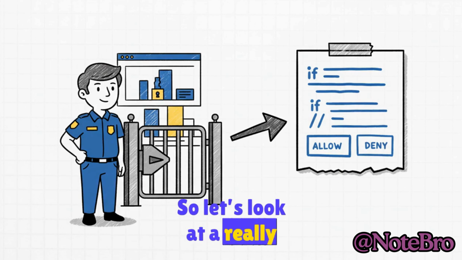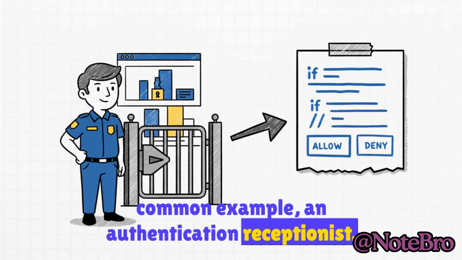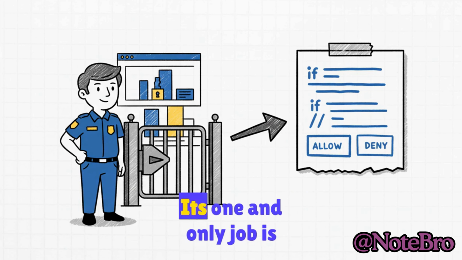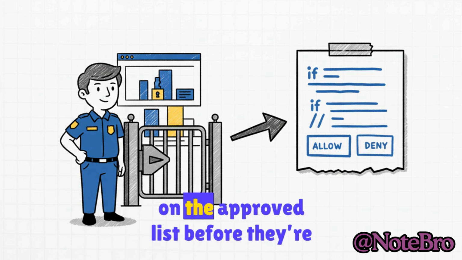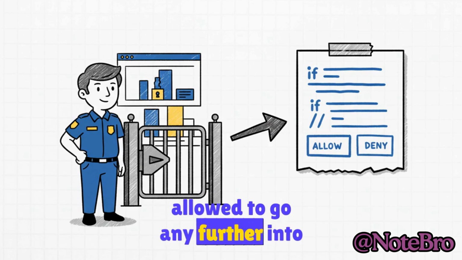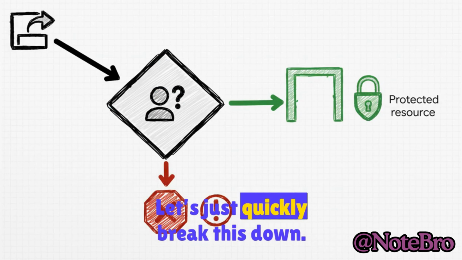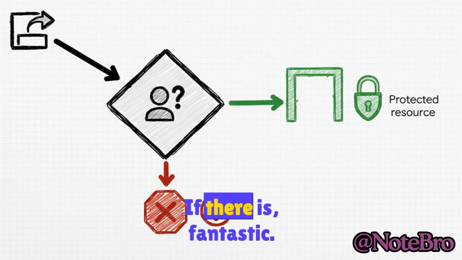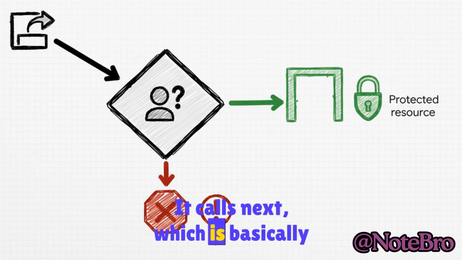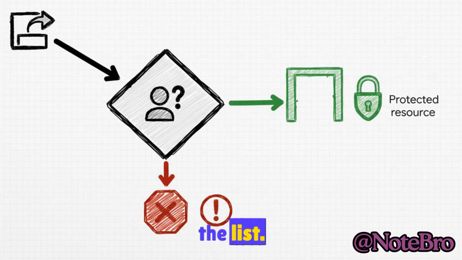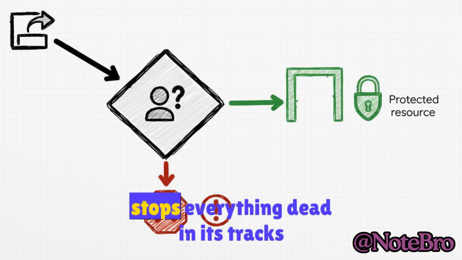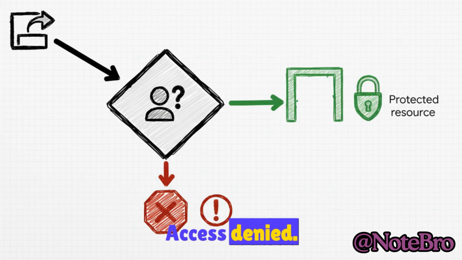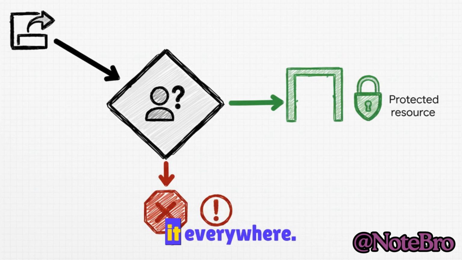So let's look at a really common example, an authentication receptionist. The idea here is simple. This piece of middleware is a gatekeeper. Its one and only job is to check if a user is on the approved list before they're allowed to go any further into the website. Let's just quickly break this down. First, it peeks into the request to see if there's a user logged in. If there is, fantastic. It calls next, which is basically our receptionist saying, yep, you're on the list, go right ahead. But if there's no user, it stops everything dead in its tracks and sends back a 401 unauthorized error. Access denied. It's simple, it's powerful, and you can reuse it everywhere.